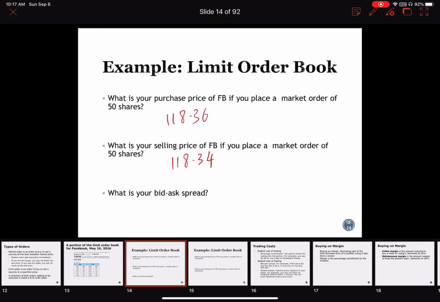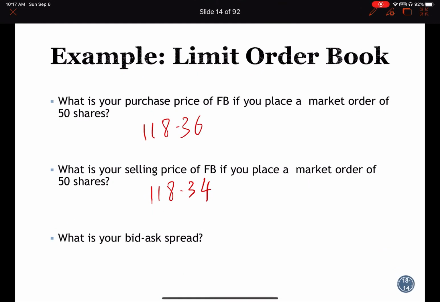Now, the third question is, what is your bid ask spread? Well, this is actually easy. We have learned about this. The difference between bid and ask is the bid ask spread. So it is 118.36 minus 118.34, which is 2 cents.